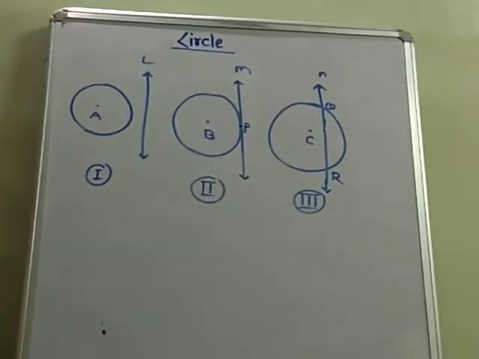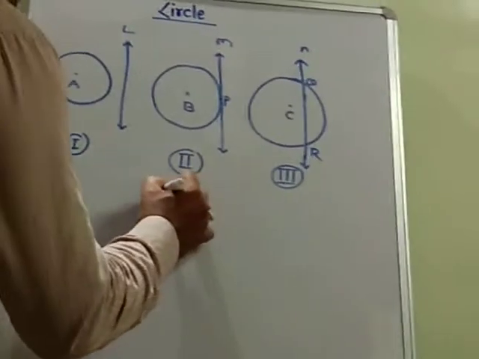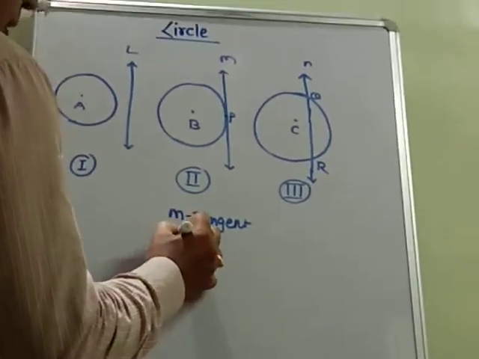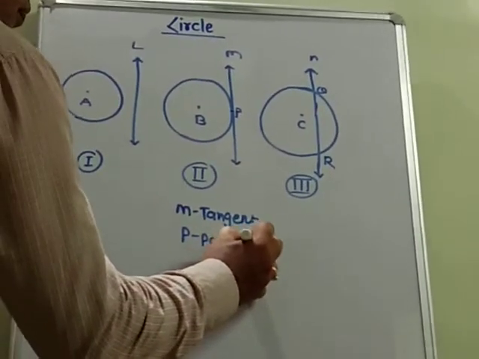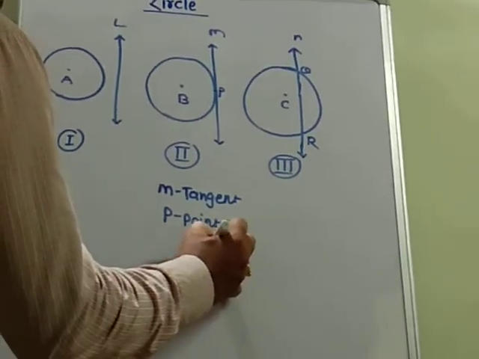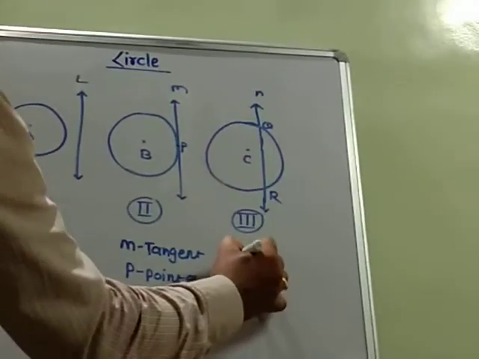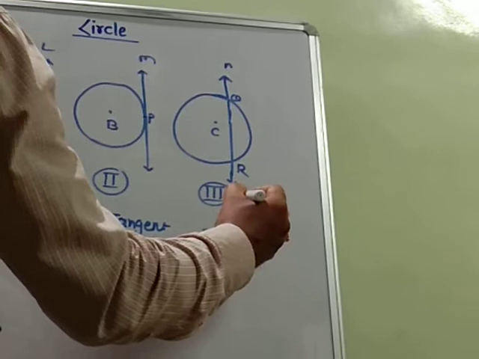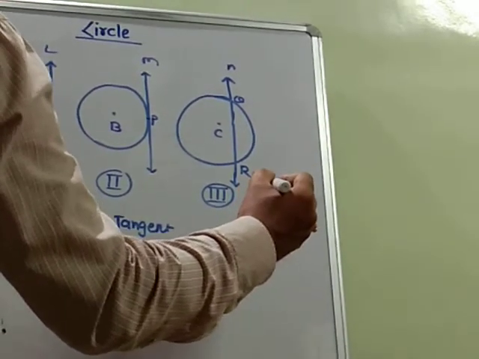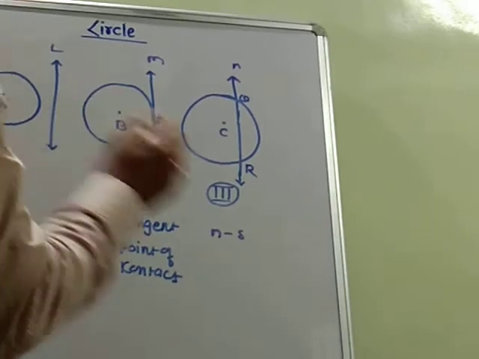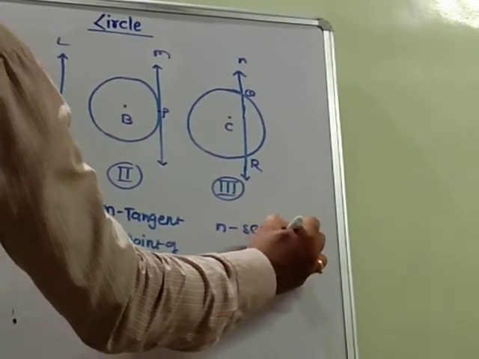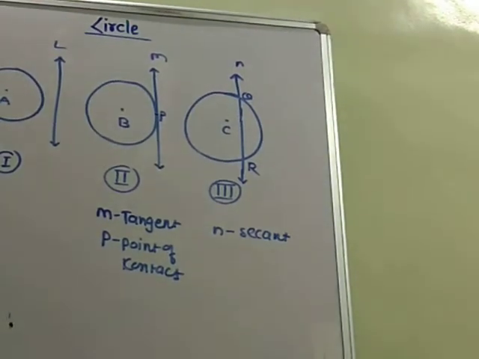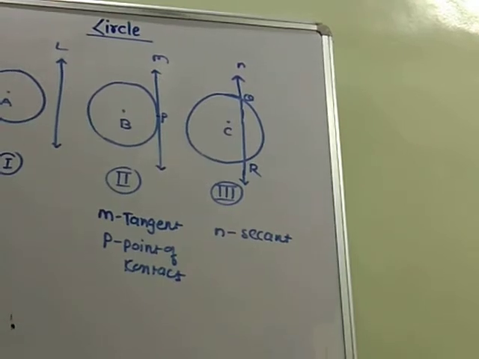In the second diagram, M is the tangent and P is the point of contact. Here N is the secant.